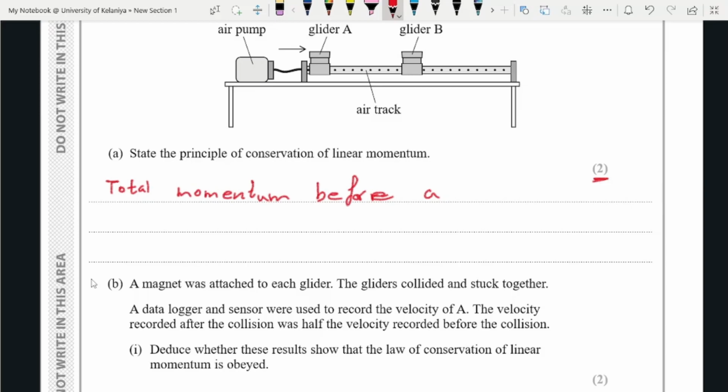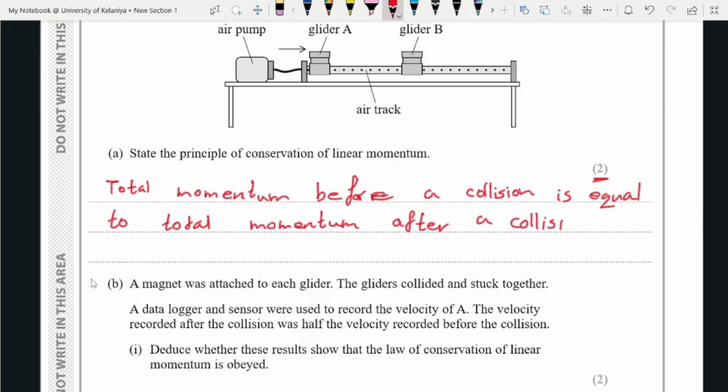for the collision is equal to total momentum after the collision, right? If you write this point, you will get only 1 mark.